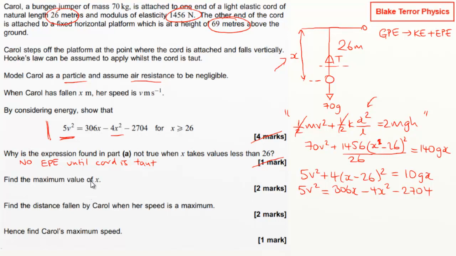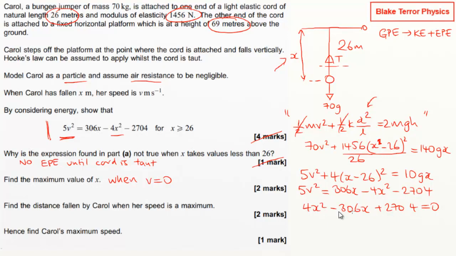Find the maximum value of x. Right, the maximum value of x is going to be when she's reached the bottom and has turned around and started going the other way. So we're going to have an instantaneous v equals 0. So the maximum value of x is going to be when v equals 0. So we're just solving 4x squared minus 306x plus 2704 equals 0.